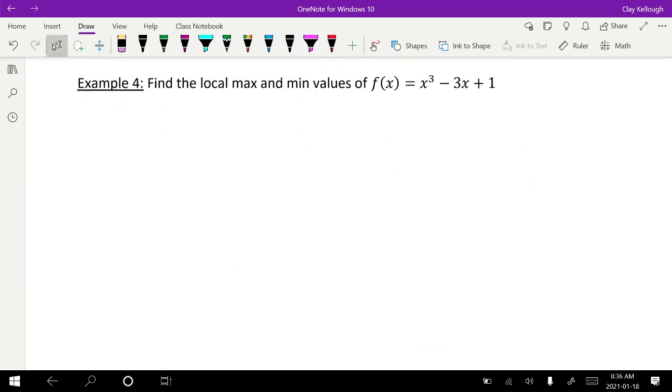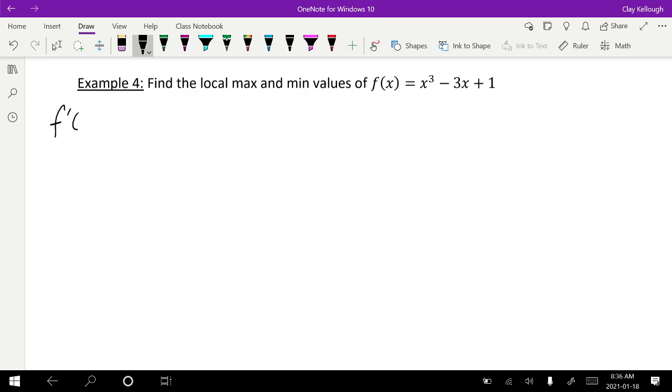Okay, so we're going to do an example here different than the last few we've done. Instead of starting with a graph and then filling in the parts we don't know, we're going to completely not even start with a graph. We're just going to start with the algebra. Find the local maximum and local minimum values of that equation. So we're going to start by doing the derivative.